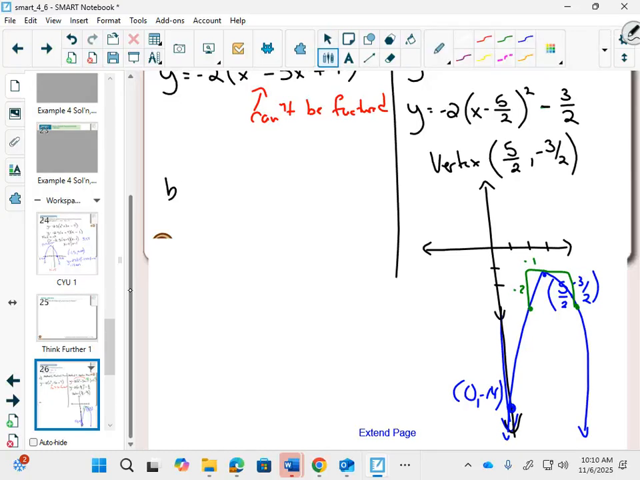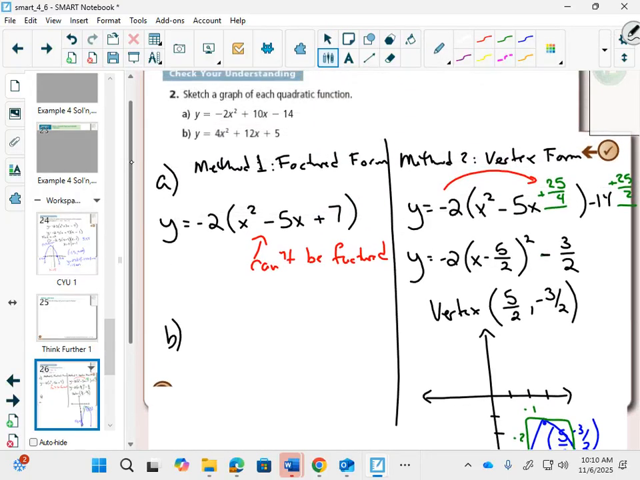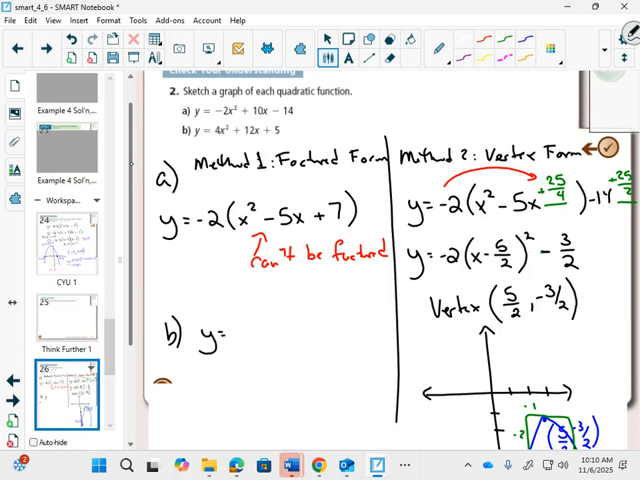Okay, let's see. I did one with vertex form. Let's see if we can do factored form for the second one. If I was factoring 4x squared plus 12x plus 5, I would actually start by putting 5 and 1 here, because my last number is a 5, you see there's only one option to multiply to get 5. The reason I didn't start with a 4, because then I'd have to decide, should I go with 2 and 2 or 4 and 1?